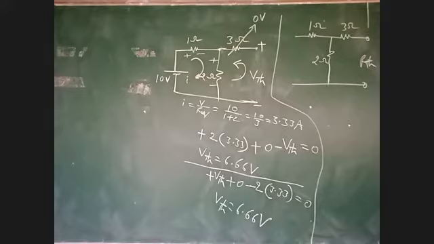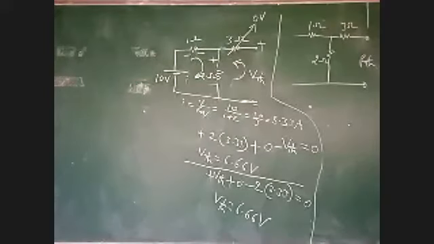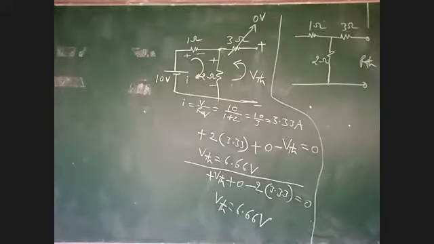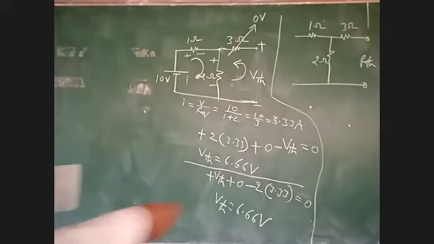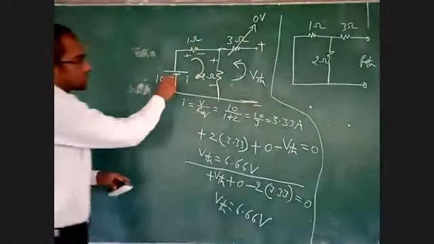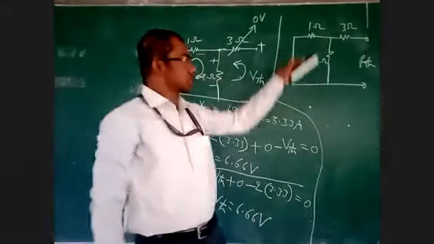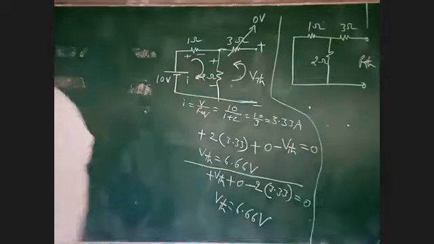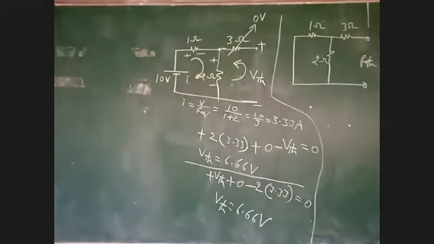Now see here in the problem, how many voltage sources are there? 1. Current sources? Current source is not there, only the voltage source is there. See, I am short circuiting this 10 volt voltage source. Current source is not there. If a current source is there, we will open that current source for determining RTH.